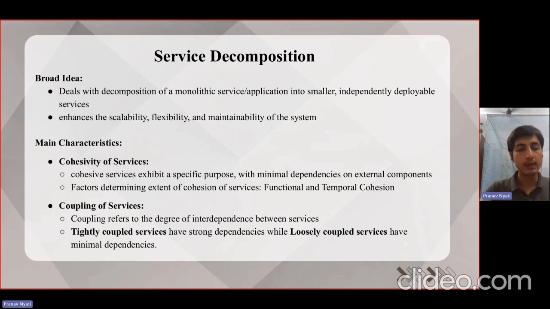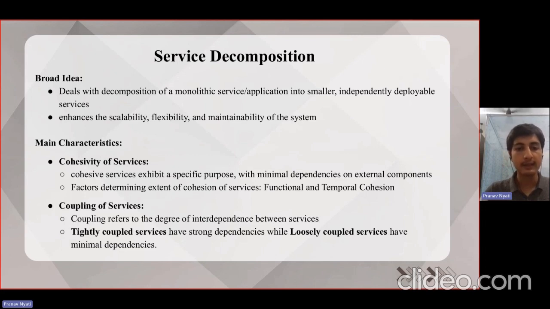It basically deals with how to decompose a monolithic service or application into smaller, independently deployable services, and it enhances the scalability, flexibility, and maintainability of the microservice system. Now, there are two main characteristics that define the extent of service decomposition adopted in the design of a microservice. First is cohesivity of services. A set of cohesive services exhibit a specific purpose with minimal dependence on external components.